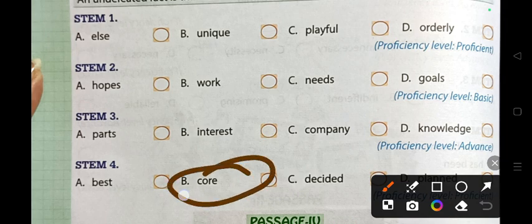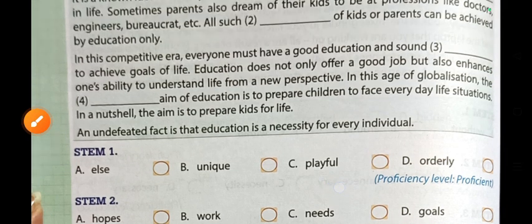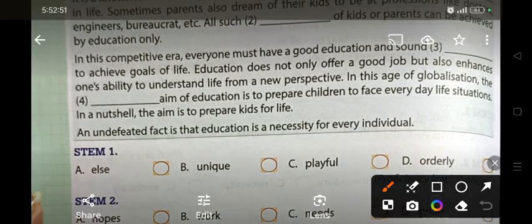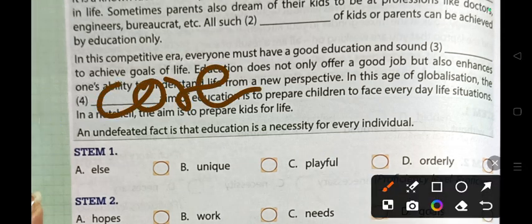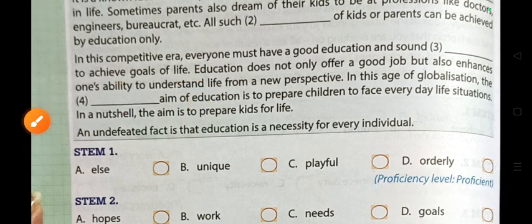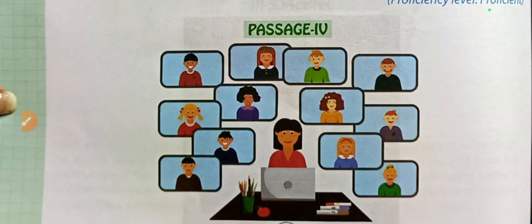So what is the core aim of education? Let's read it. The core aim of education is to prepare children to face everyday life situations. In a nutshell, the aim is to prepare kids for life. An undefeated fact is that education is a necessity for every individual. Okay, now just observe passage number 4.